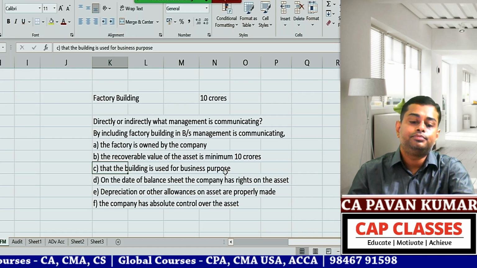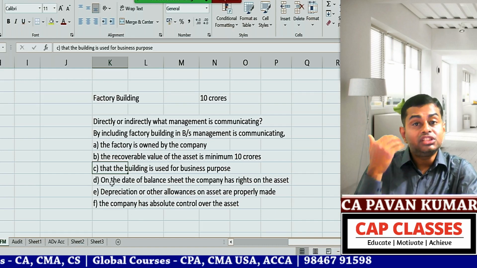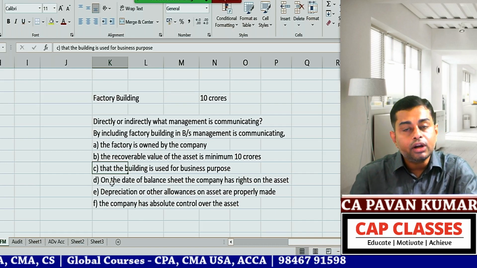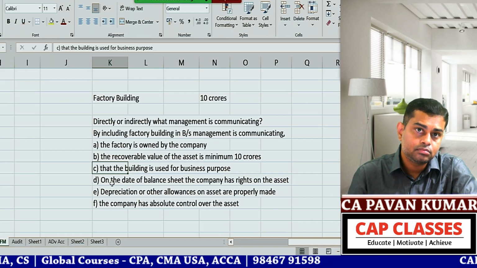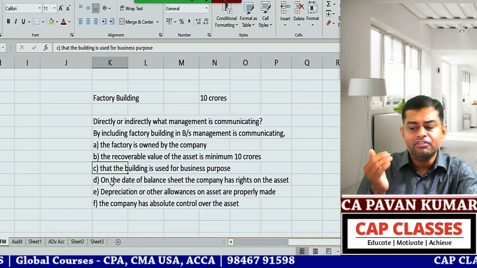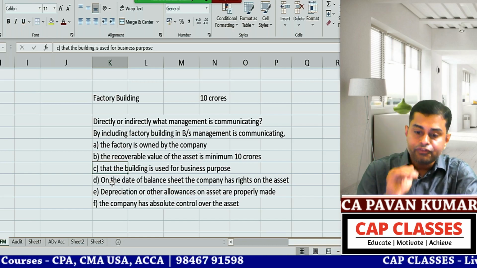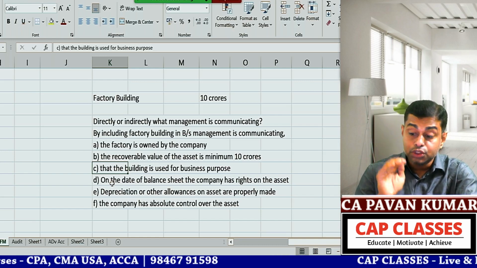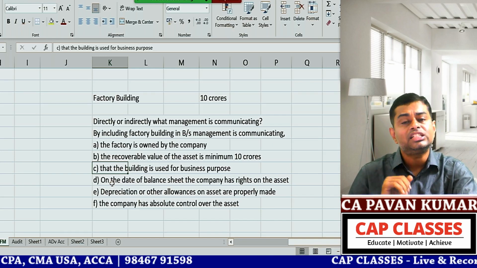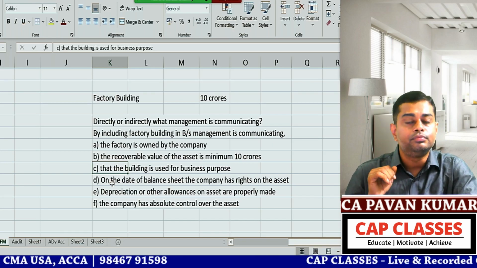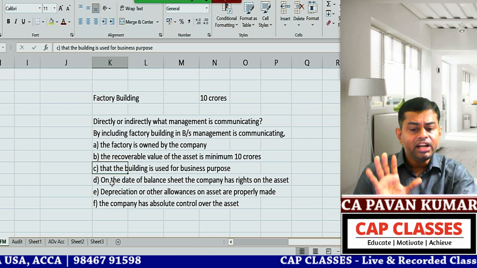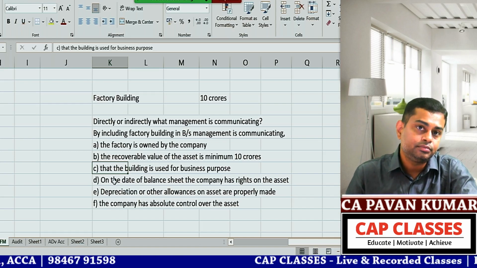That is mandatory. So you have to see whether the building is used for business purpose or not. The building can be given as a staff quarter also; that is also business purpose. The building can be used for manufacturing; that is also business purpose. The building is used as a corporate office, a showroom, a godown, whatever it is, whether it is used for business purpose.